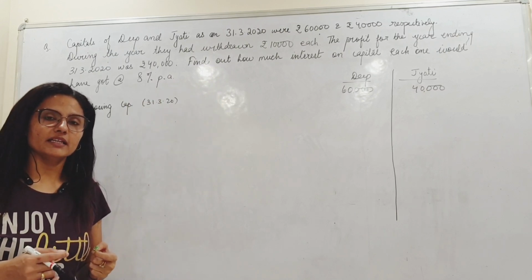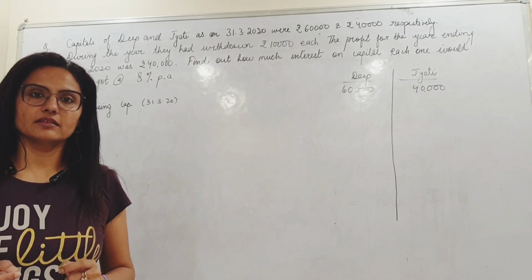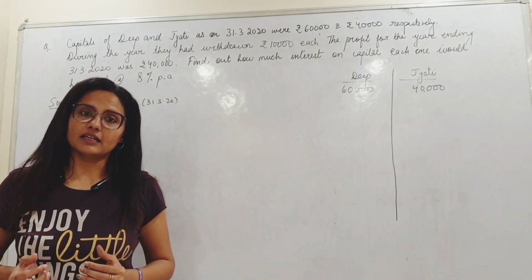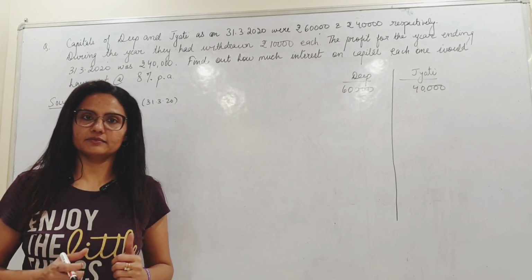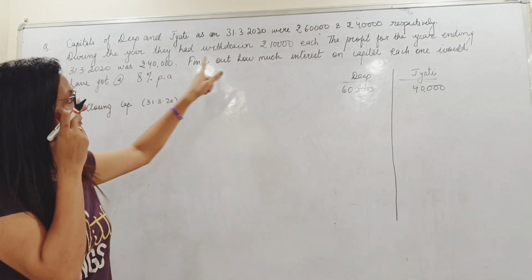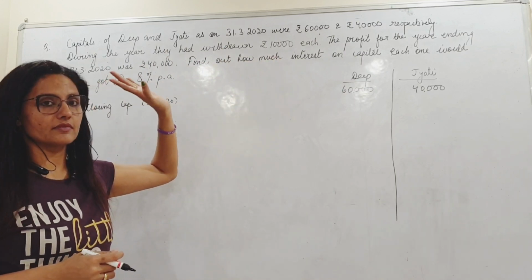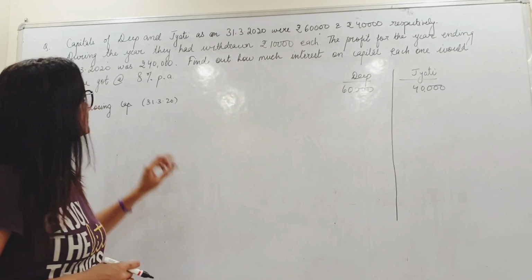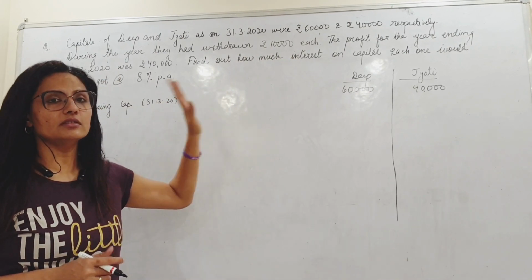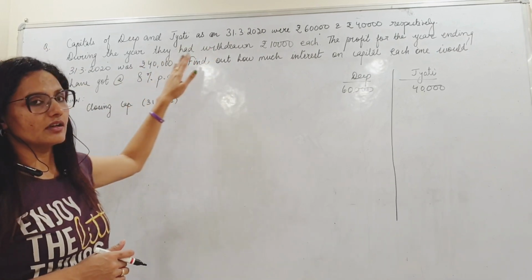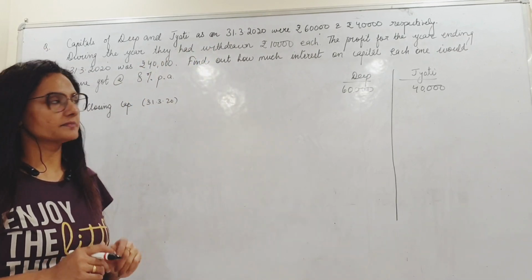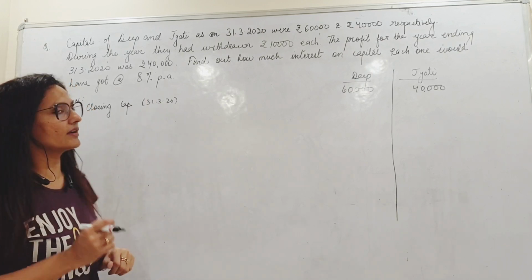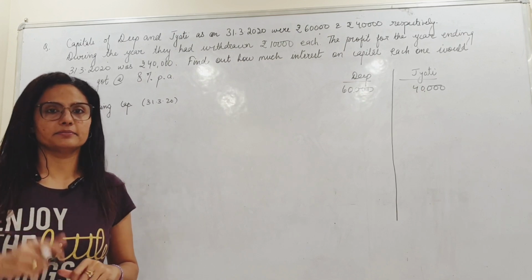Now what is withdrawn meaning? Withdrawn means drawings. We have already done in class 11 what is the meaning of drawings. Capitals में से जो भी निकाल लेते हैं partners, that is drawings, right? So they have already withdrawn 10,000 from the business. The profit for the year ending 31/3/2020 was 40,000. Find out how much interest on capital each one would have got at 8% per annum.